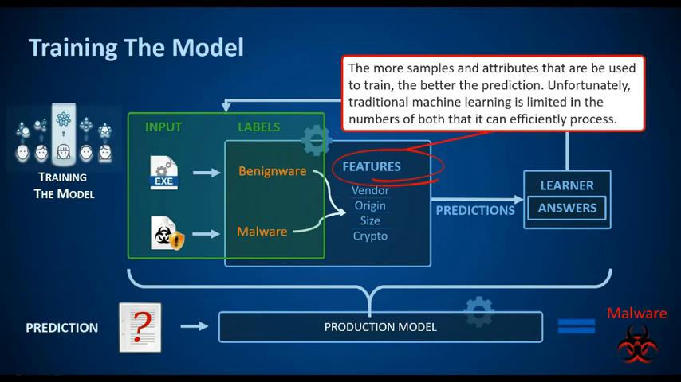Now, that eventually leads to scale problems and capacity problems, particularly where you're getting lots and lots of new files. Being able to retrain a model becomes a particular challenge, whereas deep learning overcomes that by making those decisions for itself.